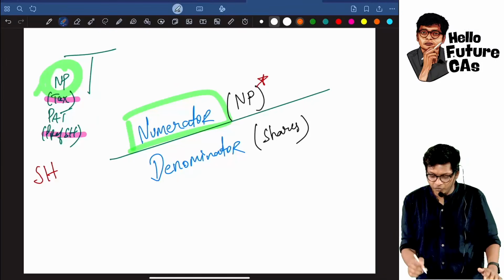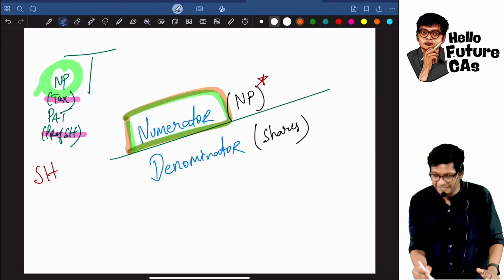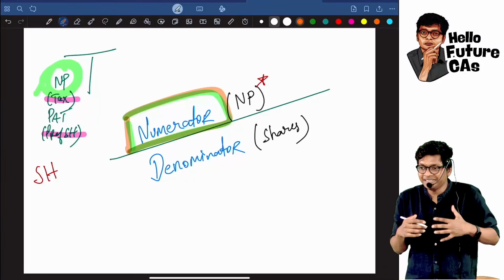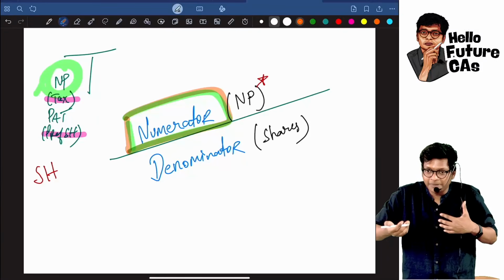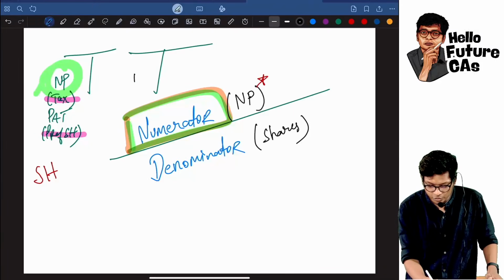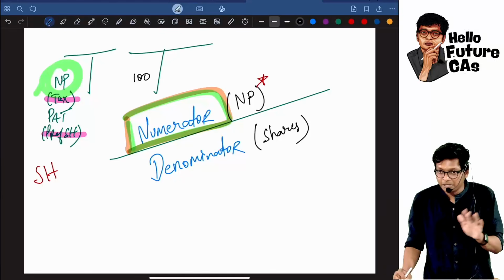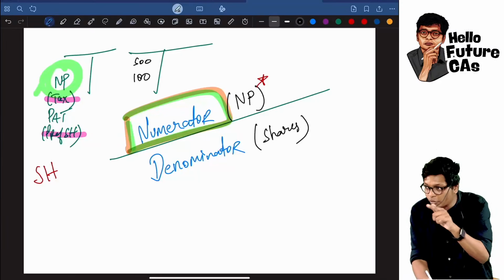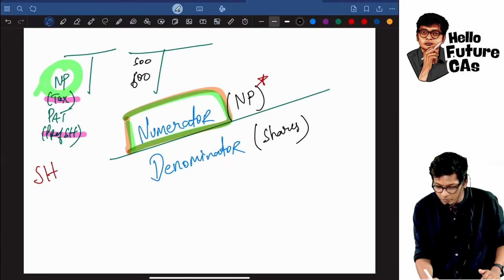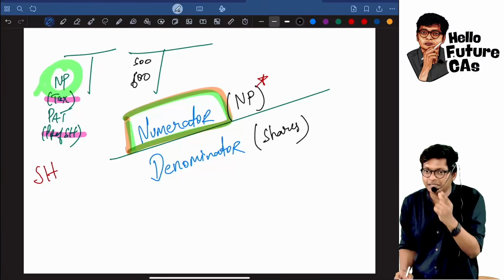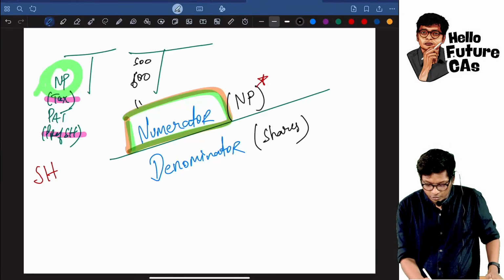Sometimes in the question for the numerator, they will confuse you by saying the net profit is after prior period items, or they will tell you the usual net profit I am going to get is 100. But because of an extraordinary loss of 500 this year, net profit is 100. Otherwise, net profit would have been 600, he will say. That means for the numerator, should I take 600 or 100? I should take only 100.